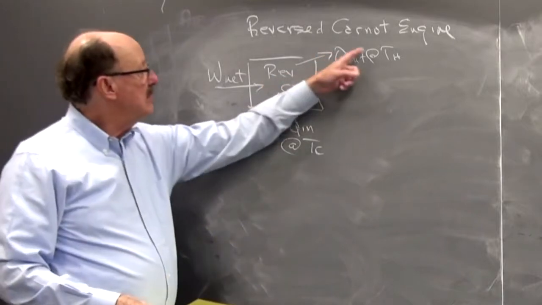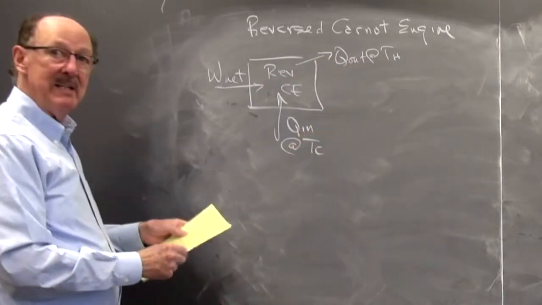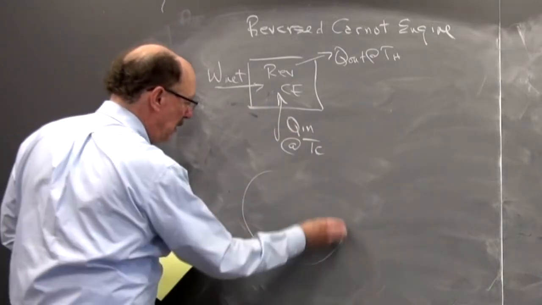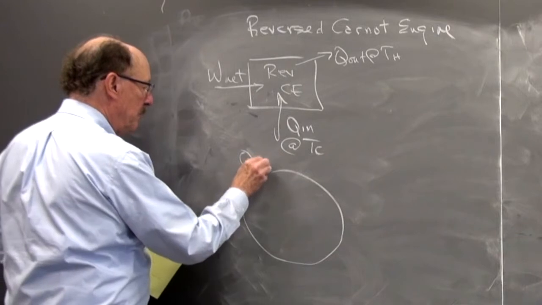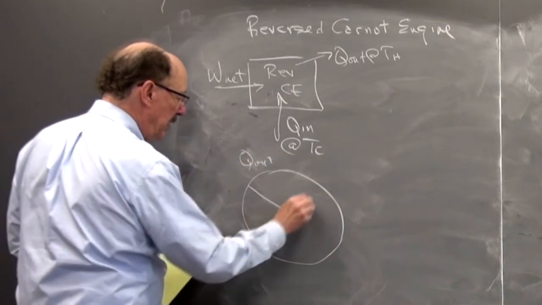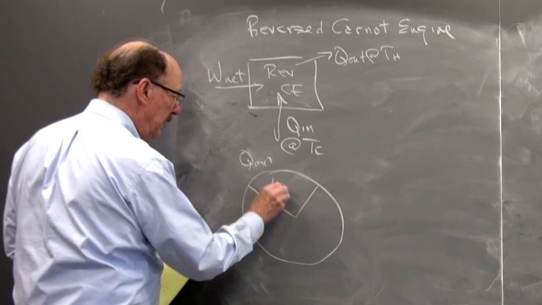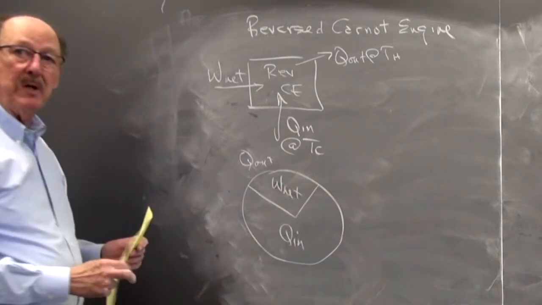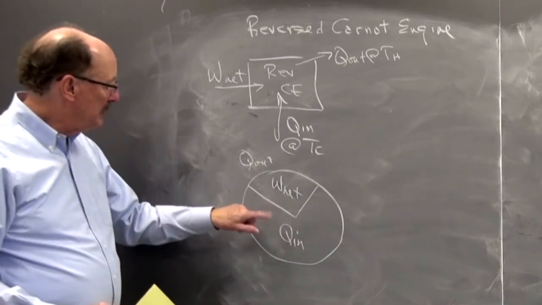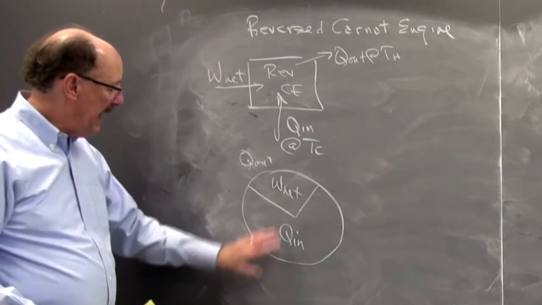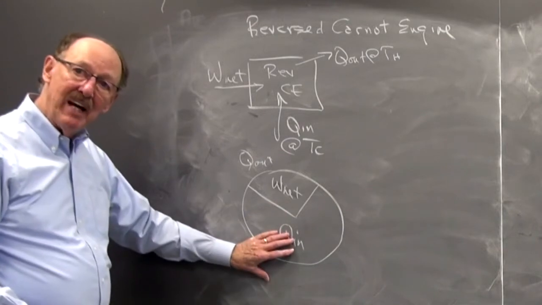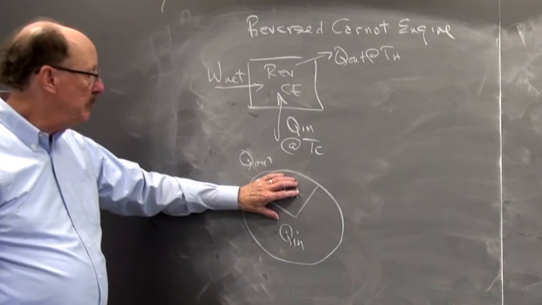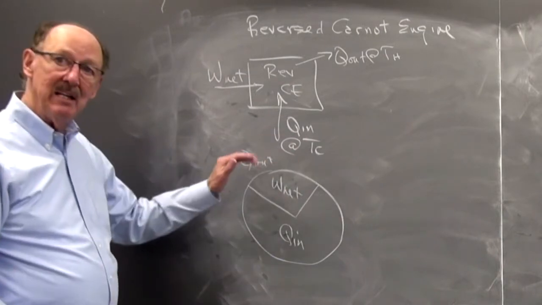So if I look at this Q out, where did that energy come from? It came from Q in plus W net. So this represents Q out, and I have W net and Q in. And what we're going to see is that we're able to take energy at a low energy value, add to it a little bit of energy at a very high energy value, and get energy Q out at the level we want.